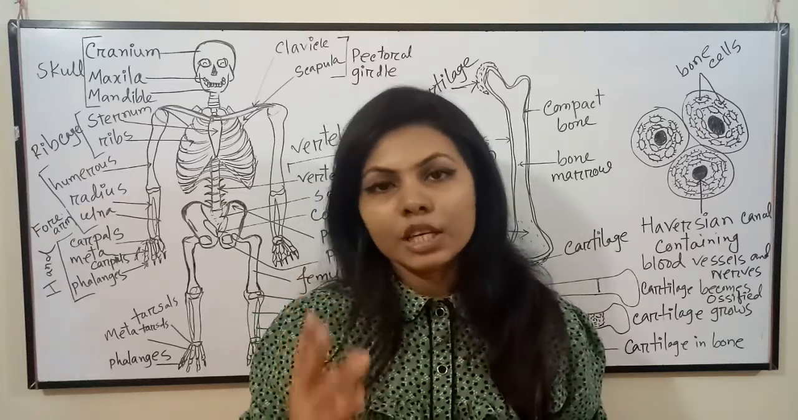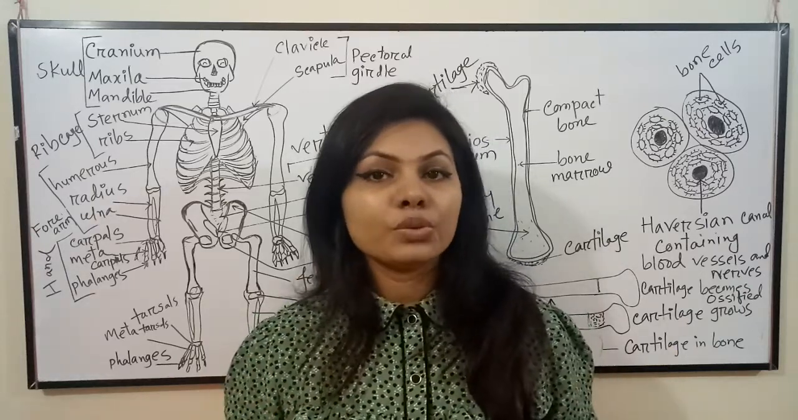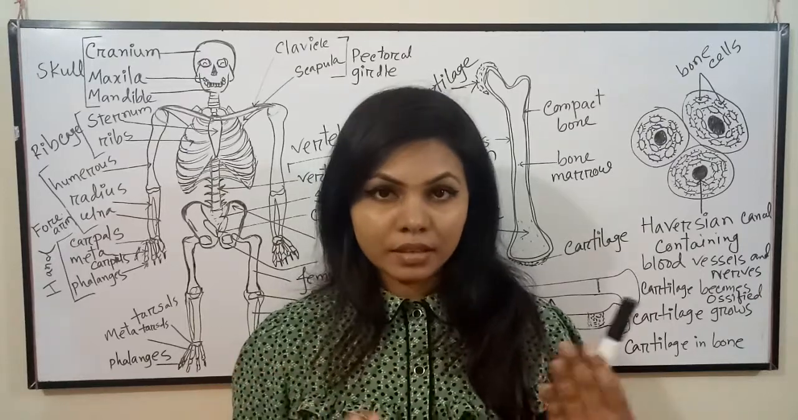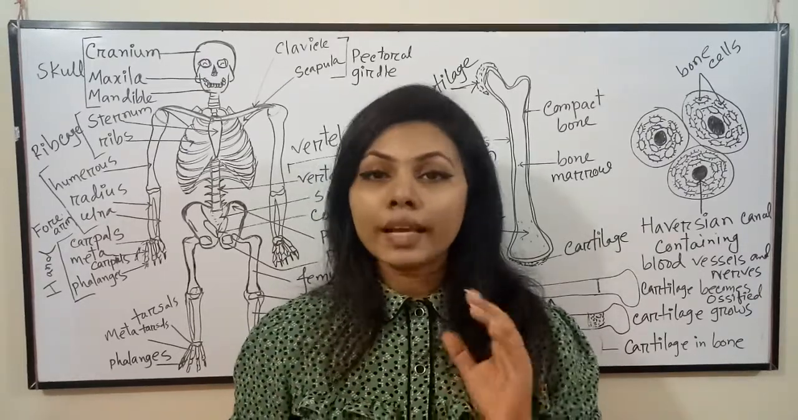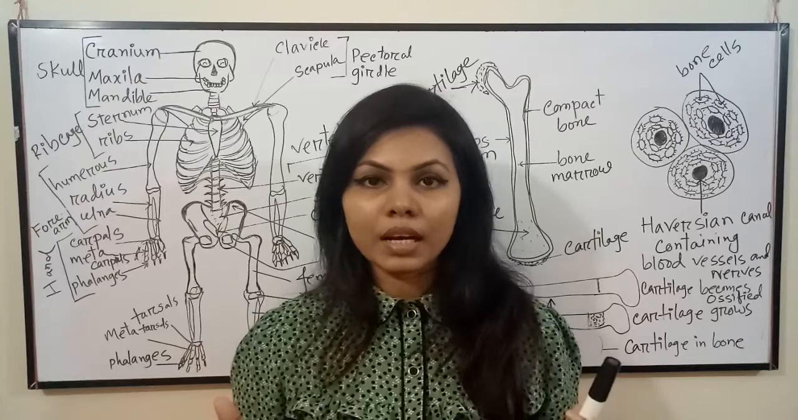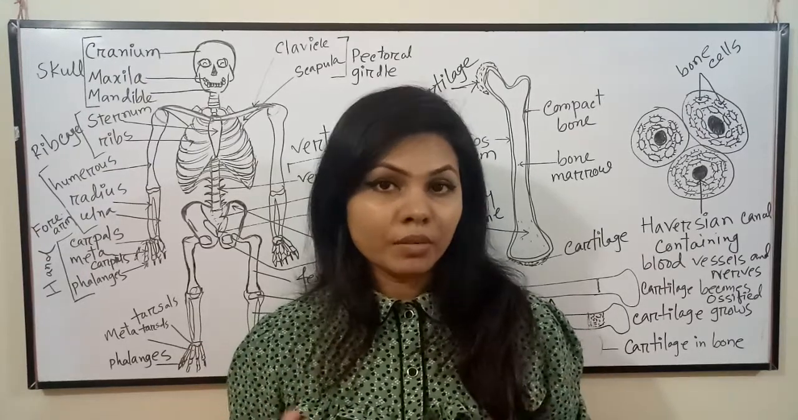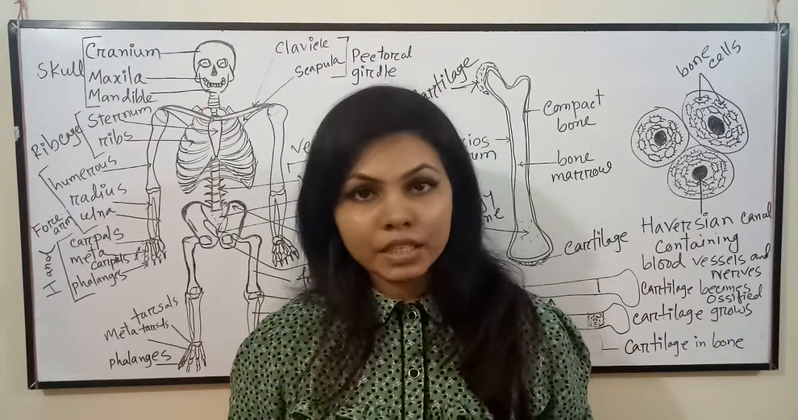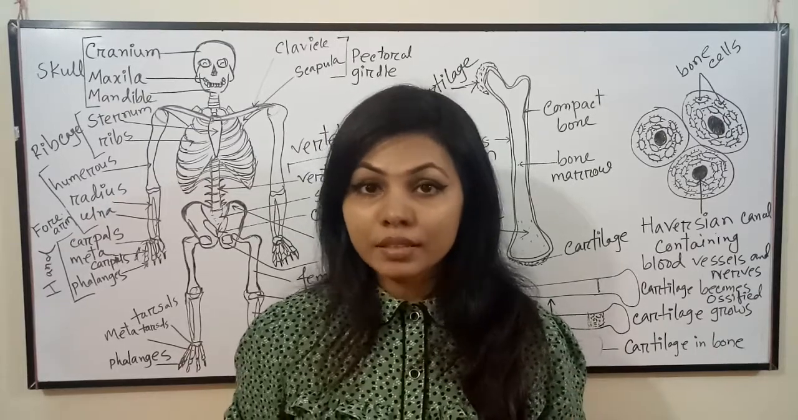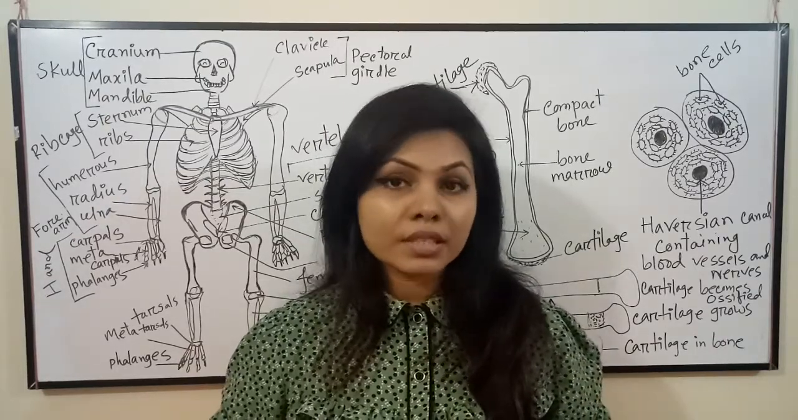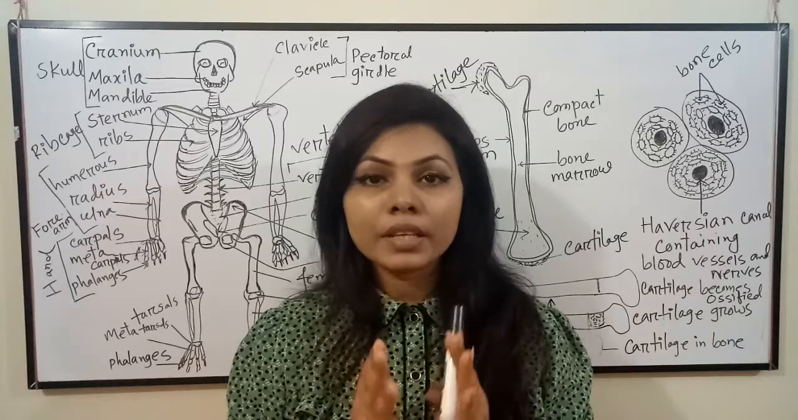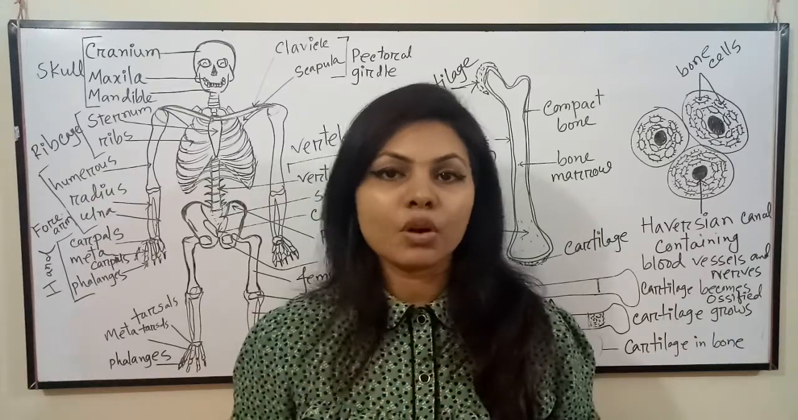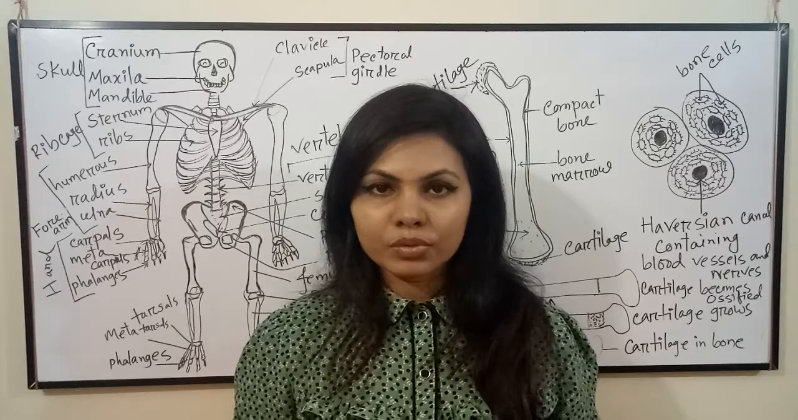The human skeleton can be classified into the axial skeleton and the appendicular skeleton. The axial skeleton forms the axis of the human body, and it consists of 80 bones out of 206 bones. The appendicular skeleton is the skeleton of appendages, and it consists of 126 bones.